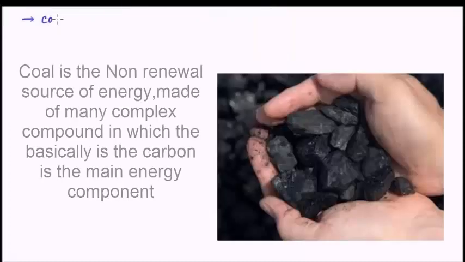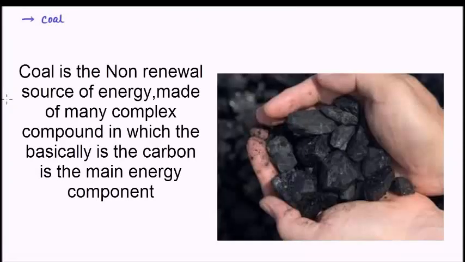One of the most common examples is coal. You might have encountered coal in your home also. Previously it was used to produce energy or heat, which in turn was used to cook food at your home. Now it has changed with the availability of LPG. So what is coal? Coal is a non-renewable source of energy made of many complex compounds, in which basically carbon is the main energy component. So coal, when it burns in air, forms carbon monoxide, carbon dioxide, and it produces a lot of heat. It also contains nitrogen, sulfur, and such other stuff.